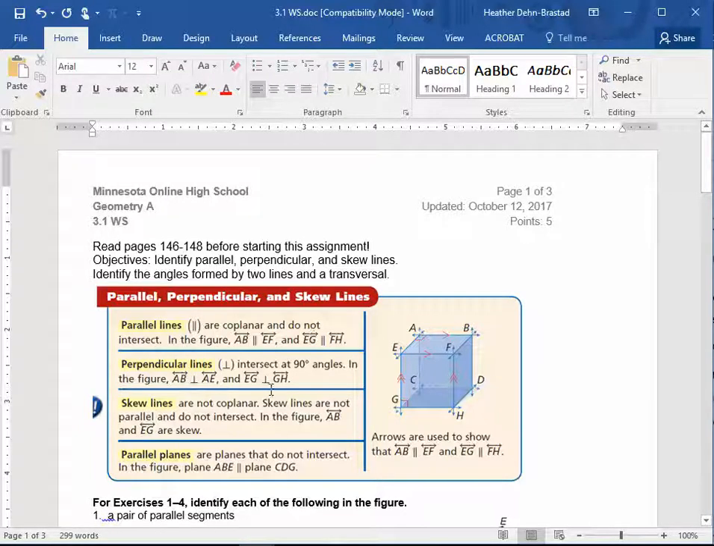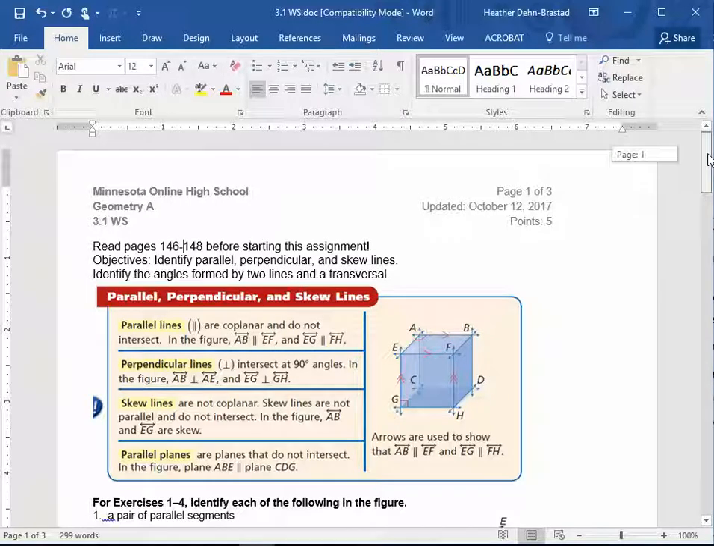So here's some definitions of parallel lines, perpendicular lines, skew lines, and parallel planes. Parallel planes are planes that do not intersect. Like in the room that I'm in right now, the floor and the ceiling will never intersect. They are parallel planes. And then you can read through the other ones. Skew lines, you might not have talked about that before, but they're lines that are not parallel. They're also not perpendicular. They'll never intersect.